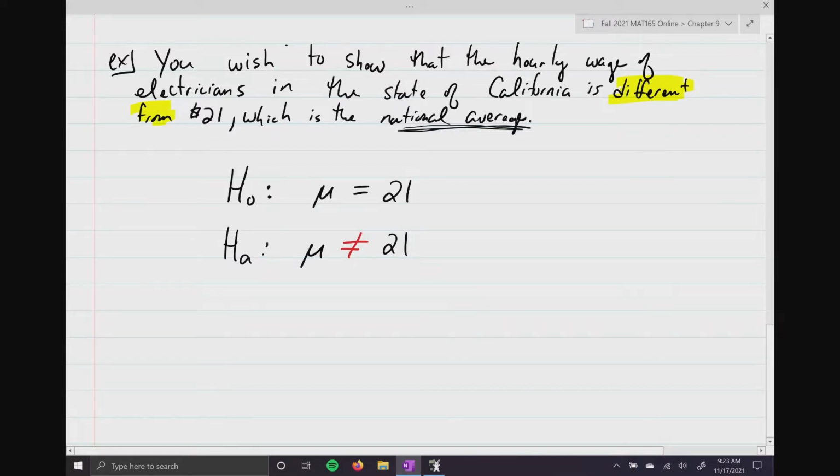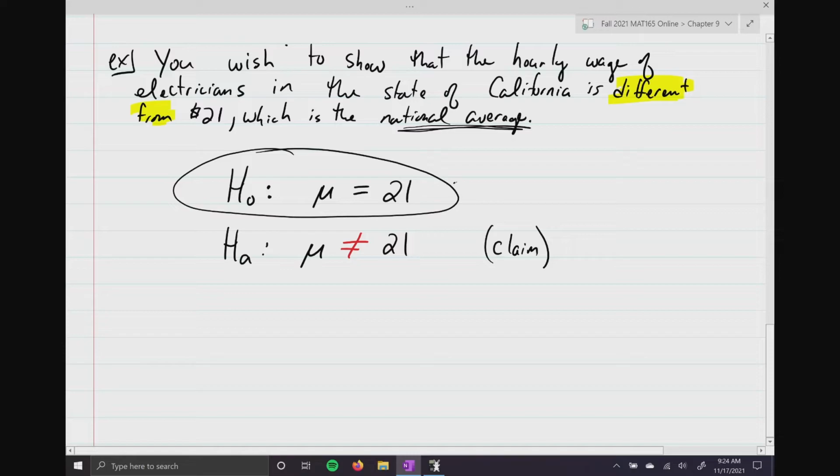Now, if you read this one more time, you wish to show that the hourly wage of electricians in the state of California is different from $21, which is the national average. Here's what's happening in this problem. We are going to claim, and I'll write it here, we're going to claim that the hourly wage is different. So what we need to do is collect data, and we need to be able to determine, will we reject the null or will we fail to reject?